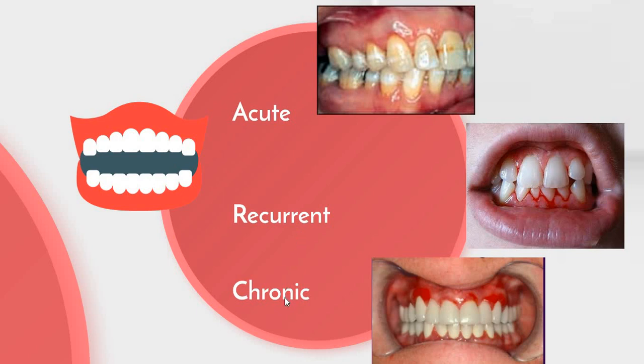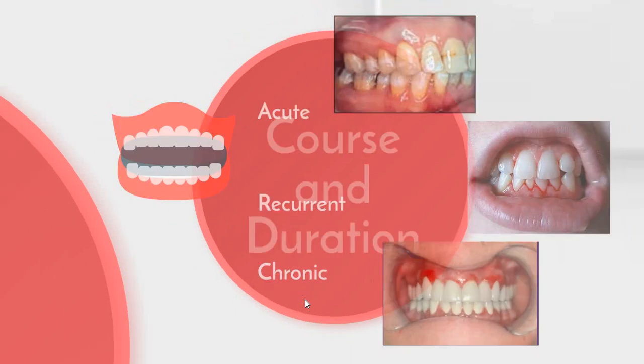We have chronic gingivitis. As we know, all the chronic forms of disease are slow in onset and of long duration. It's painless unless it's complicated by acute or subacute exacerbation. So all of the chronic inflammations are painless until they undergo an acute exacerbation. So this is according to the course and duration.